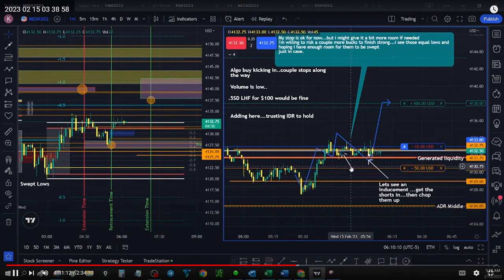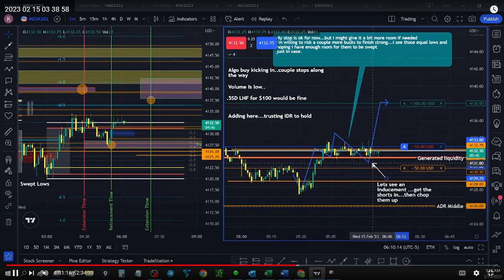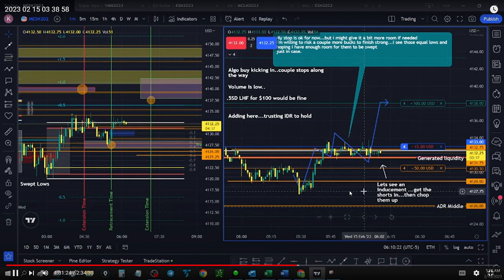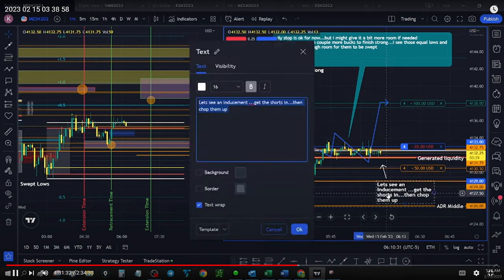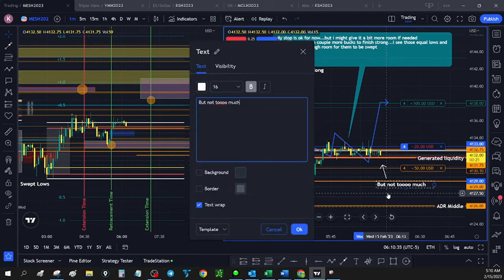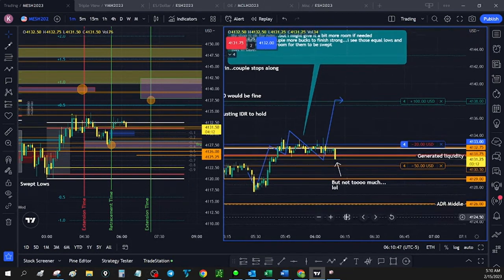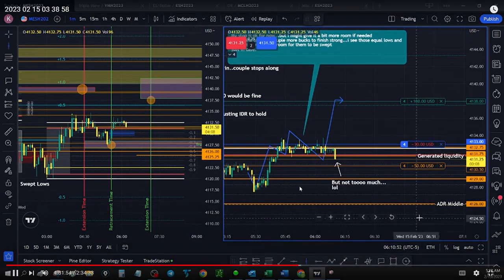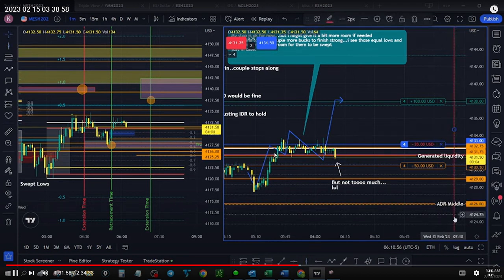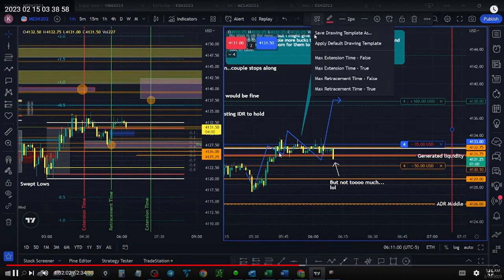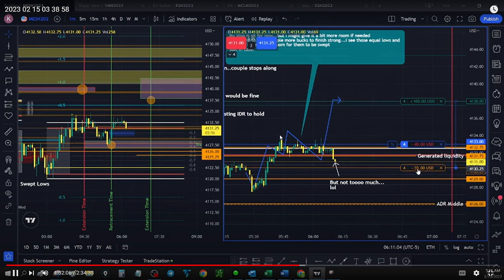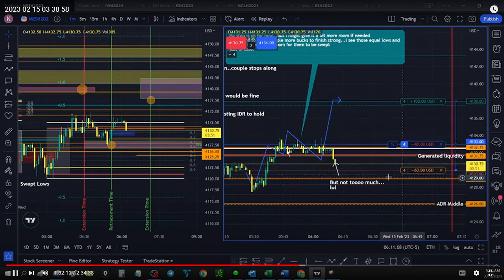Okay. I was expecting another inducement to come down to get the shorts involved again. But I didn't want to see it come down too much. And watch what happens. Like literally right after I say that, here it comes. So again, this is to be expected. This is the algorithm doing what it does. Gets people to go in long, then chops them out.